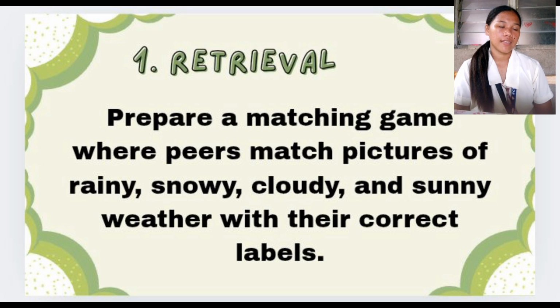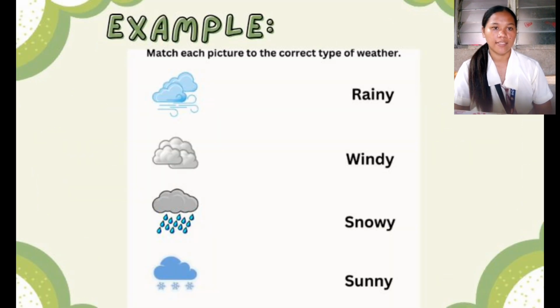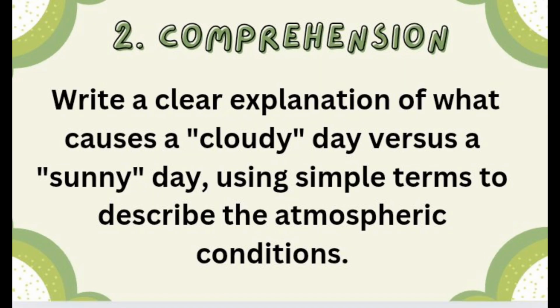So, the first level is retrieval, or the recalling of information. Therefore, the activity that I've made is this. Prepare a matching game where peers match pictures of rainy, snowy, cloudy, and sunny weather with their correct labels. And as you can see, the example on the screen is a matching type about the different weather classifications.